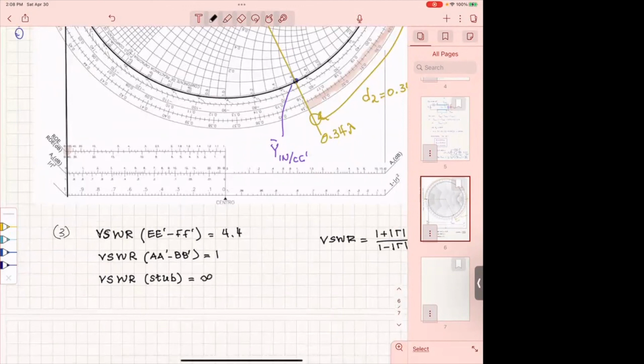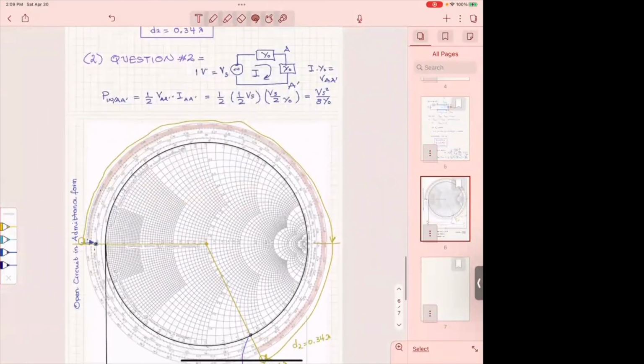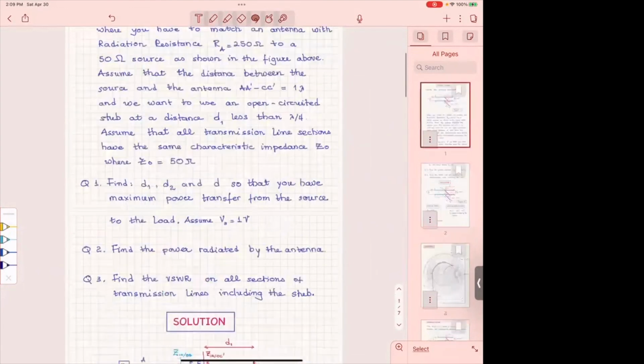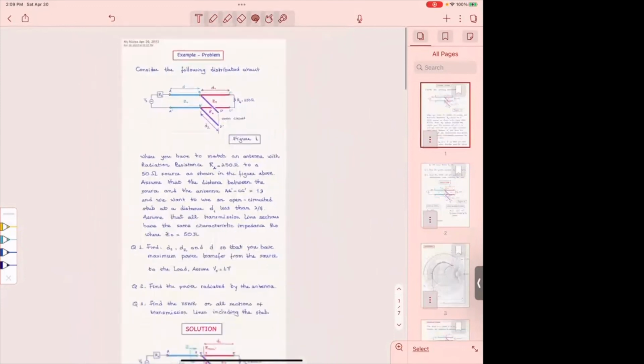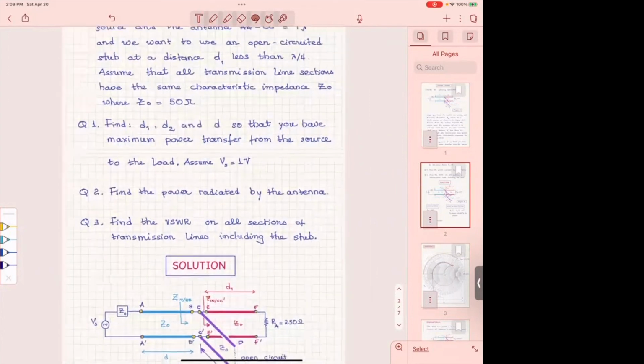You need to remember that. For any stub, the VSWR is infinite. For a matched line, which is this one here, the VSWR is 1. And therefore, only the line that connects to the load has that VSWR. With that, I think we have practically solved this problem. I want to see if you have any questions about this problem before we go to the solution of the homework.